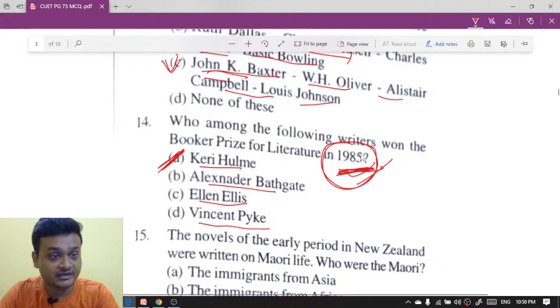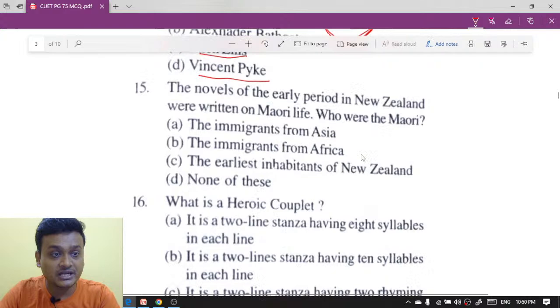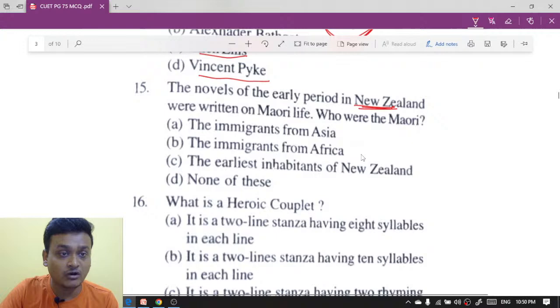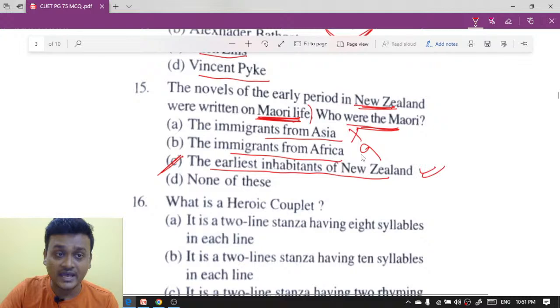Next question. In New Zealand, the novels of the early period were written on Maori life, Maori culture. Who were the Maori? Immigrants from Asia? No. Immigrants from Africa? No. The earliest inhabitants of New Zealand were known as Maori. The novels of the early period of New Zealand literature were based on Maori life. So C is the right answer.